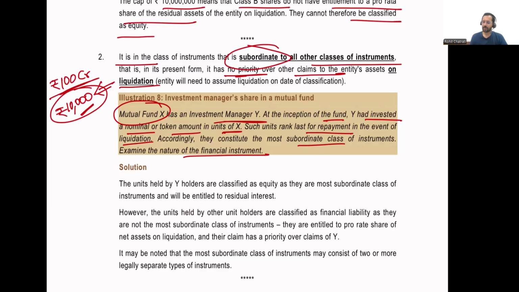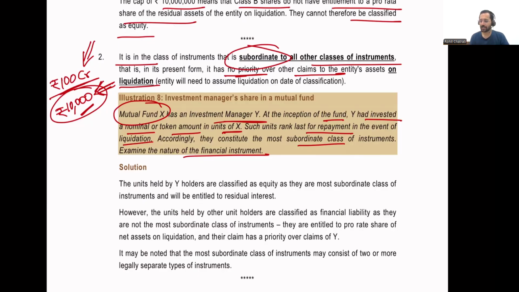Now over here, although it's not explicitly mentioned, what the question is trying to say is there are basically two types of units. One is the units that are held by outsiders, where outsiders have invested the 100 crores, and there is a second class where Y has invested. There's a second class of unit in which Y has invested a nominal amount of 10,000.